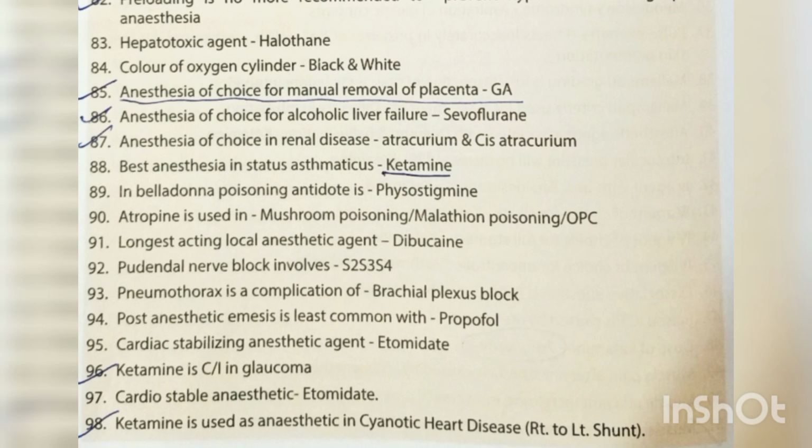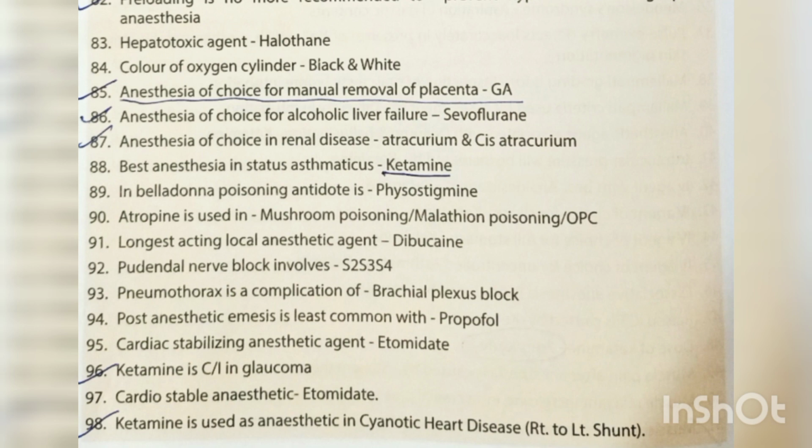Muscle relaxant of choice in renal disease is atracurium and cisatracurium. Best anesthetic in status asthmaticus is ketamine. In belladonna poisoning, antidote is physostigmine. Atropine is used in mushroom poisoning or malathion poisoning or OP poisoning. Longest acting local anesthetic agent is dibucaine. Pudendal nerve block involves S2, S3 and S4. Pneumothorax is a complication of brachial plexus block.